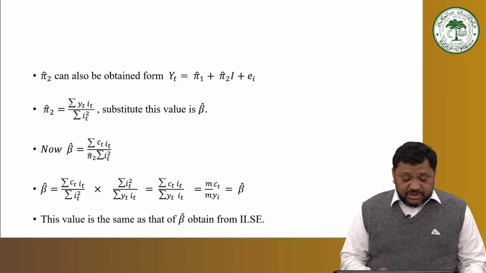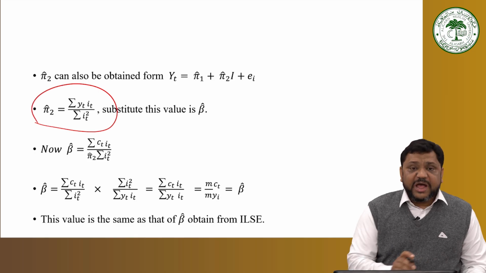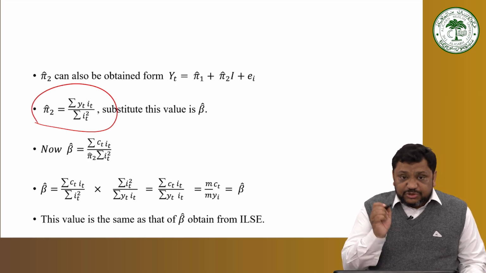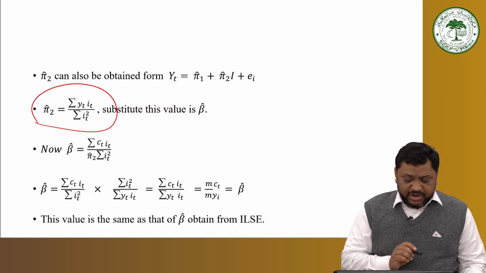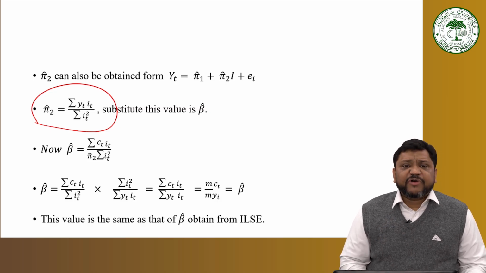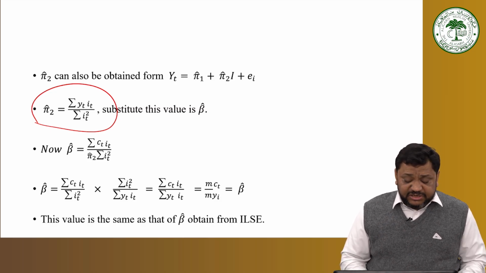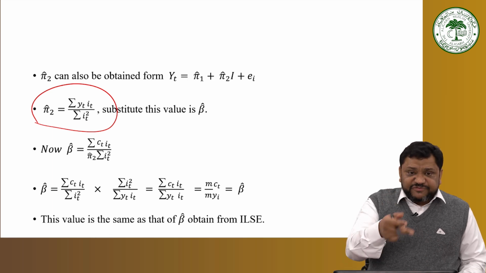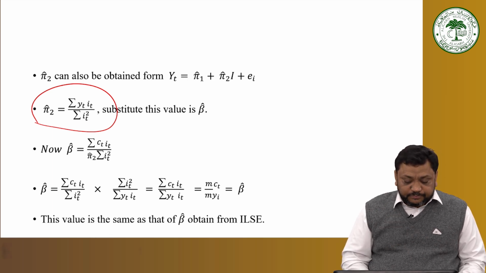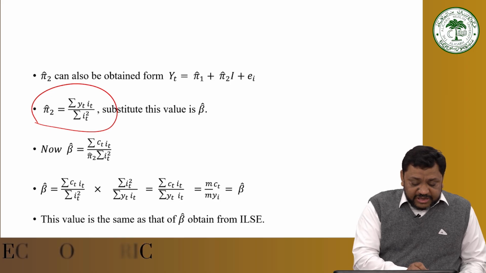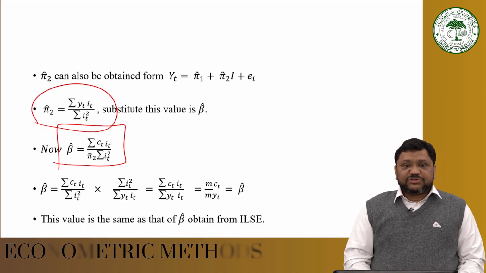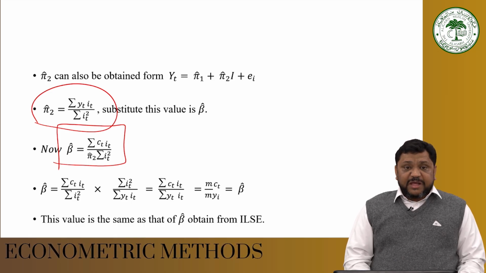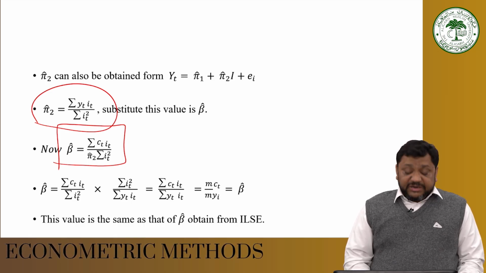Now from this we get the value of pi 2 hat as equal to summation yt it divided by summation it square, as it is written here. Now substitute this value in beta. So what was my beta which I have just now derived? Beta is equal to summation ci it divided by pi 2 hat multiplied by summation it square.